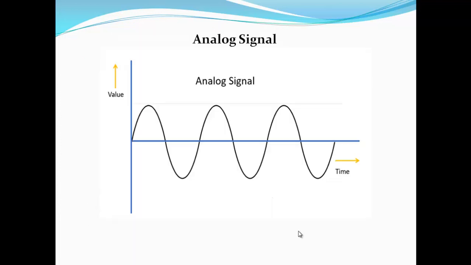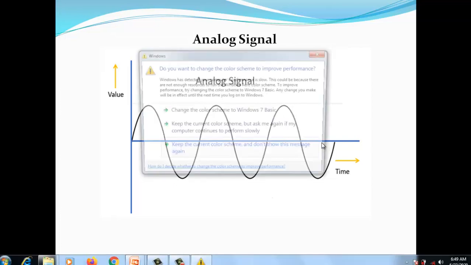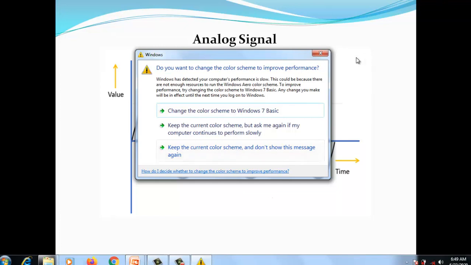Now we see one practical diagrammatic representation. What is the analog signal? Here we see diagrammatically that an analog signal is represented as a continuous wave. This is known as a wave. In this form, analog signal data is always represented.